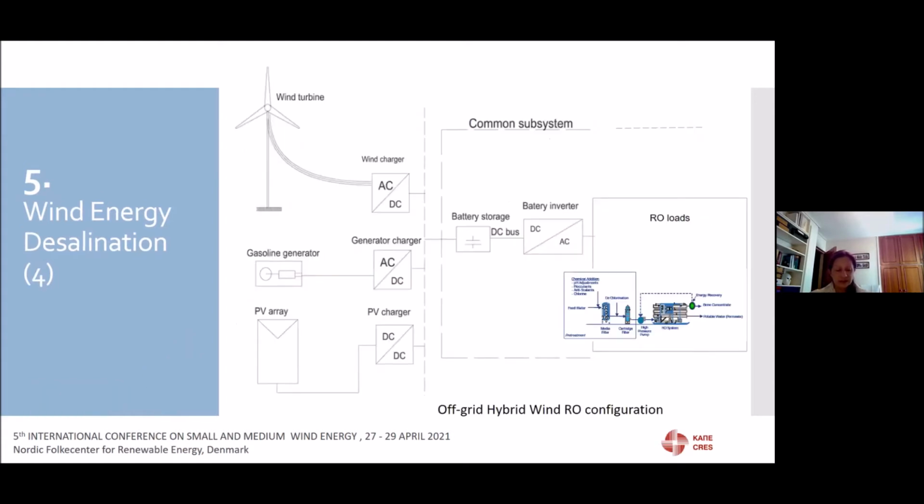In this figure, we see the configuration of an off-grid hybrid RO system, which consists of a wind turbine, photovoltaics, a diesel backup, chargers, inverters, and the battery storage system. The power supply system has to drive the reverse osmosis loads, which are pumps, with the most consumed load being the high pressure pump of the RO unit. Of course, we have other loads like the booster pump, the produced water pump, and the brine discharge pump.